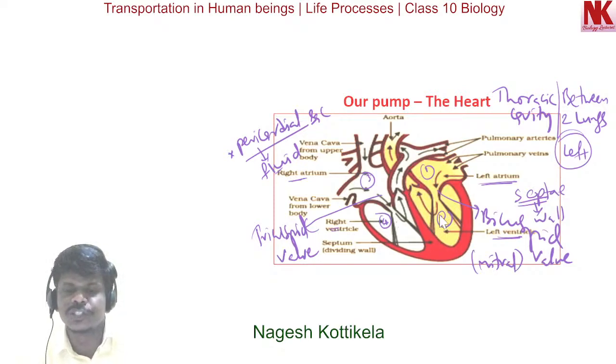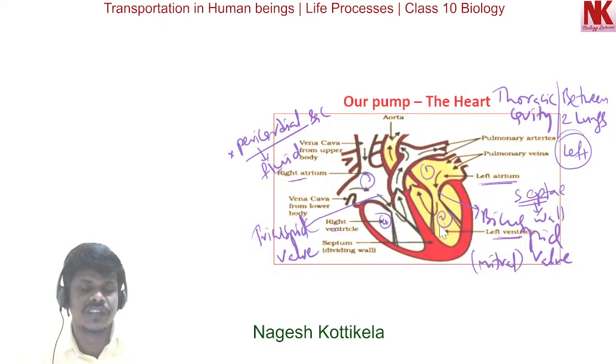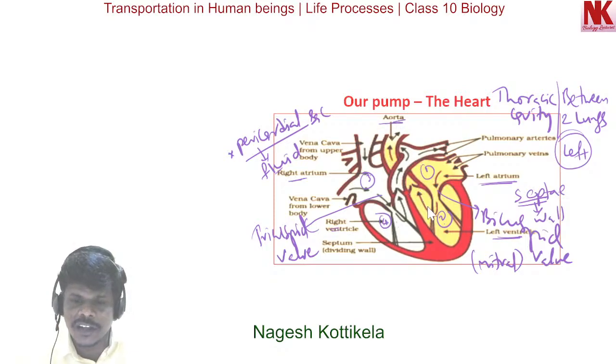So this is about the valves. The valves present between auricles and ventricles are the auriculoventricular valves. Similarly, here we find semilunar valves, and this is called aorta, the largest artery. Here you can see this is the starting opening of this aorta, and this is called aortic valve.